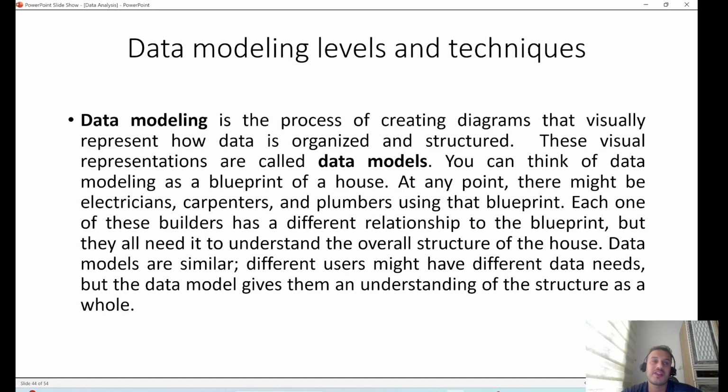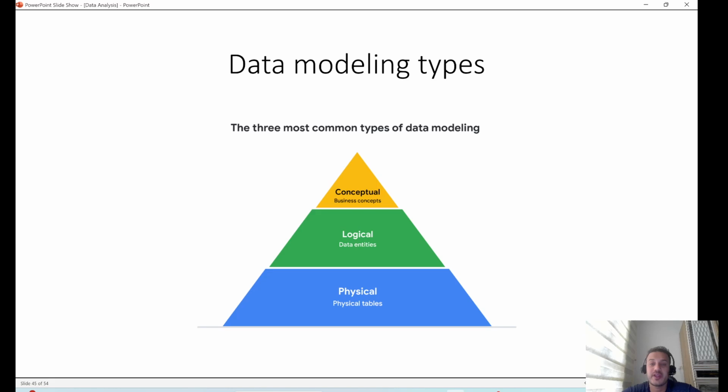Another thing you have to understand is data modeling. Data modeling is the process of creating diagrams that visually represent how data is organized and structured. The data model shows how the data is organized and structured. The most common types of data modeling are physical, logical, and conceptual, the business concept.